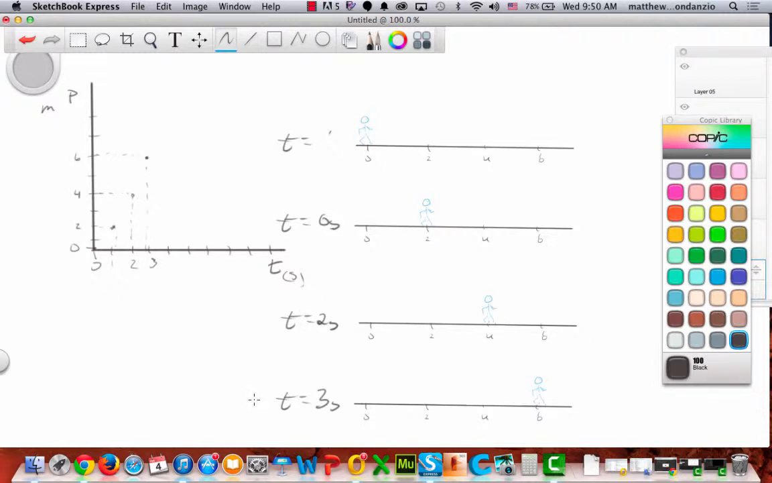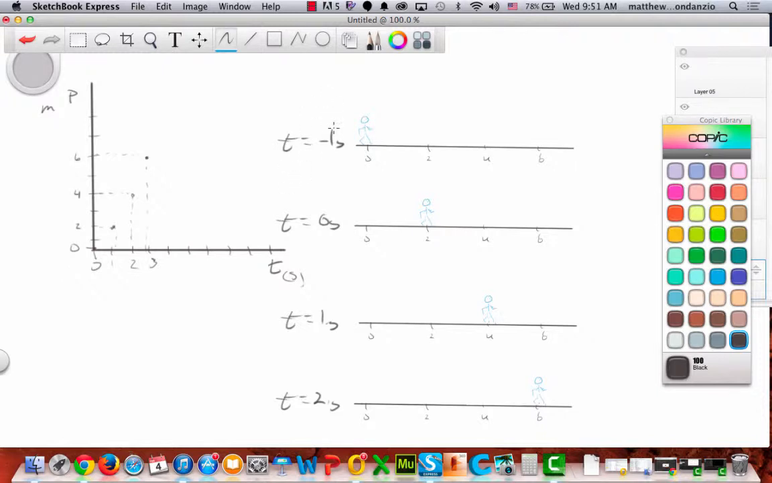Okay, if this was 0 seconds, and this was 1 second, and this was 2 seconds, following the pattern, what would time equal here? If this is 0 seconds, he's at 2 meters. 1 second, he's at 4 meters. 2 seconds, he's at 6 meters. When he's at 0 meters, what's my time? Not -2, it's -1 second. Does that make sense?